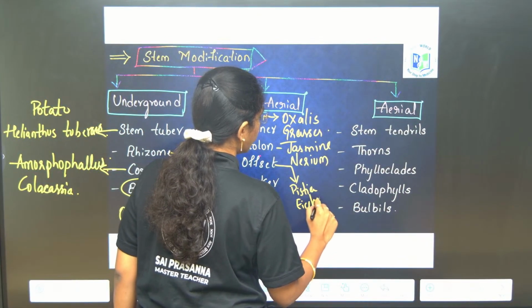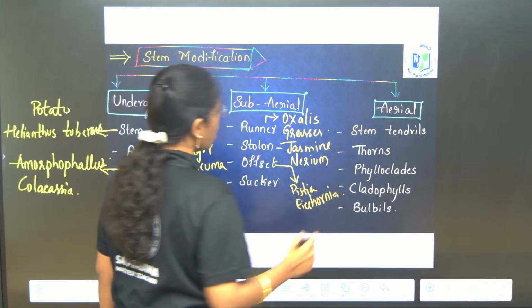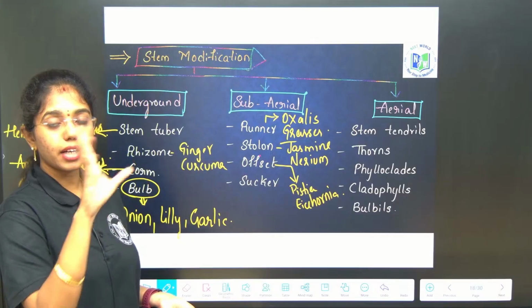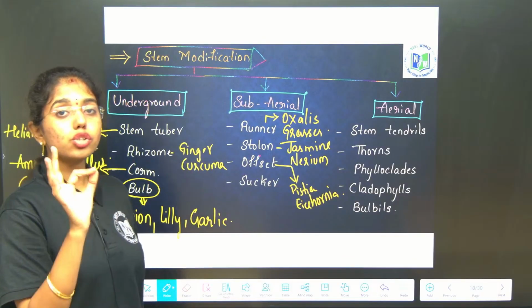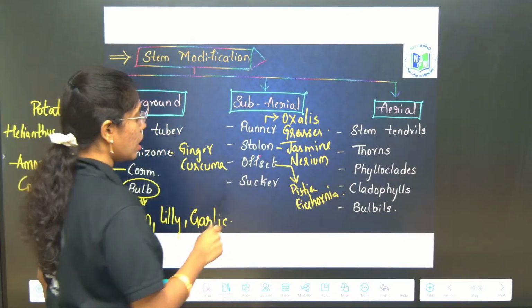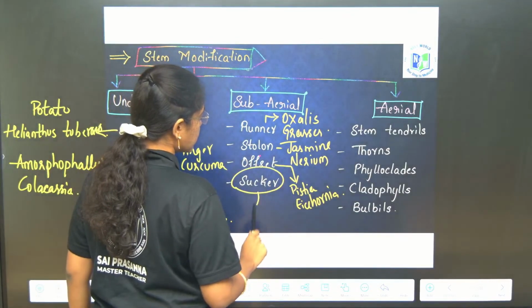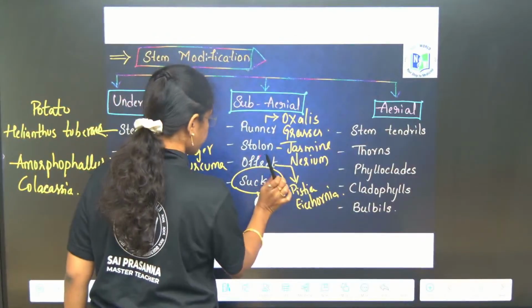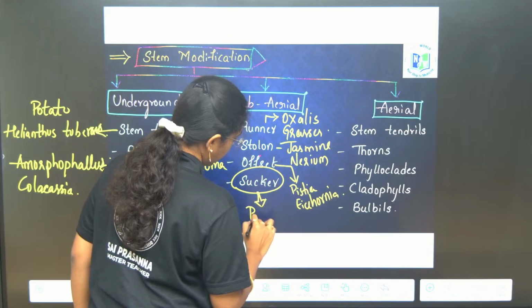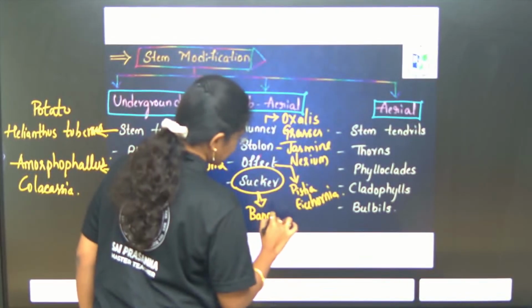This is the modification which is seen in hydrophytes, wherein the offset modification has short internodal length and it is just one internode. At each nodal point, tuft of roots and rosette of leaves you can observe. Next, sucker. Sucker examples include what? Banana, chrysanthemum.